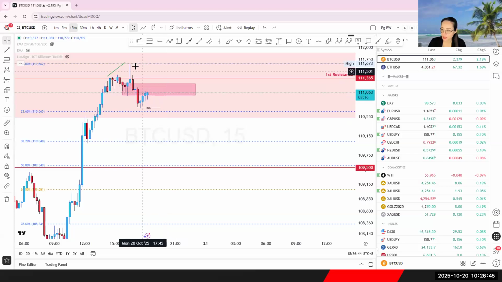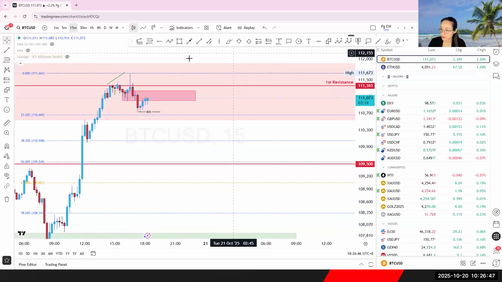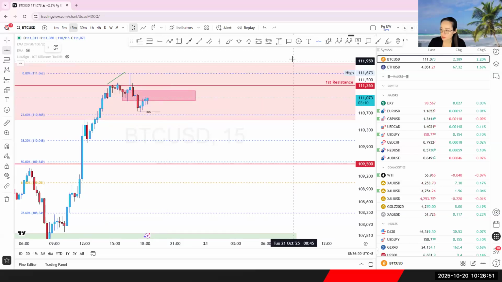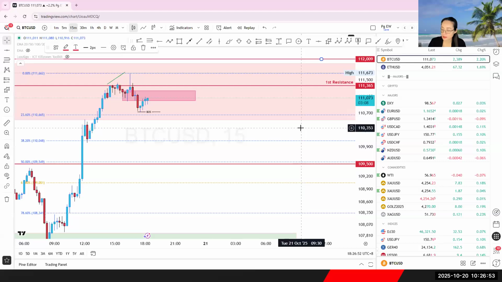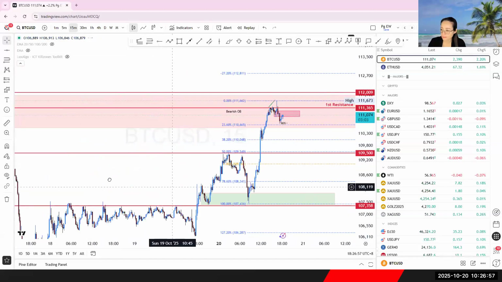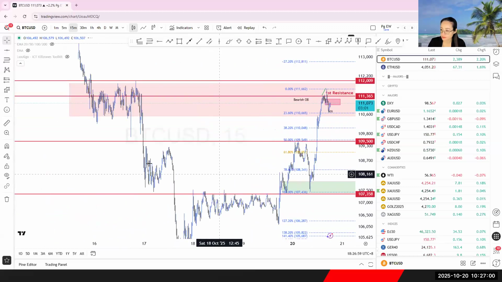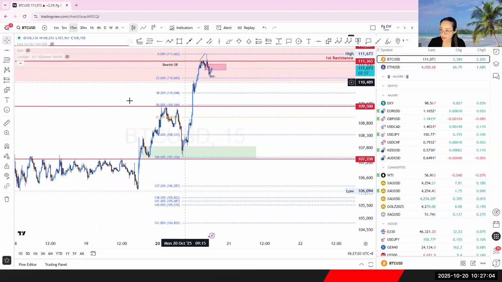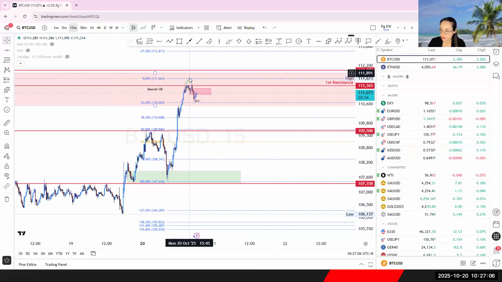Again, if you sell, just put your stop loss above this. If you hold your buy, you can still hold your buy entry. Based on M15, the market still has a breakout structure. You're going to sell here because you think that is the resistance, and we're going to close either TP1 at 38.2 or you aim for 50%.